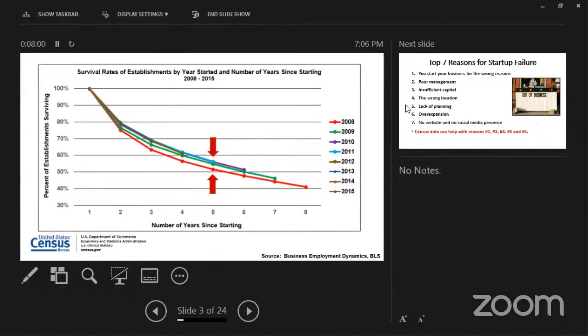This just shows you the survival rate of businesses by year, the number of years since starting. I only have this out to 2015, but the main point of this is to show you that if you look at year 5, roughly 50% of the businesses are gone by year 5 since they started, for all years.